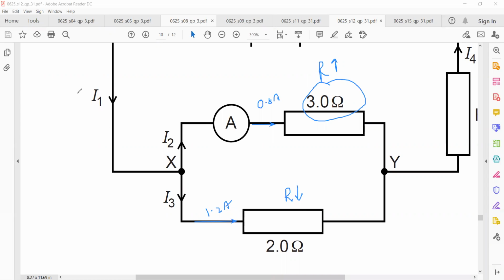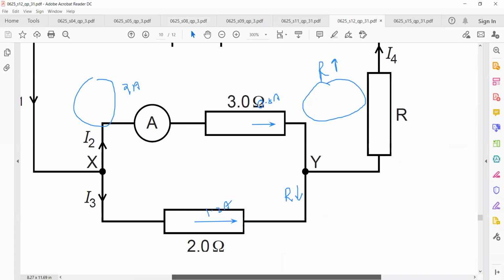Now, what is the value of I1? What will be the value for I1? I2 plus I3, which is 1.2 plus 0.8. So that is equal to 2 amperes. And what is the reading of I4? That will also be 2, because in the beginning we mentioned both have the same currents.